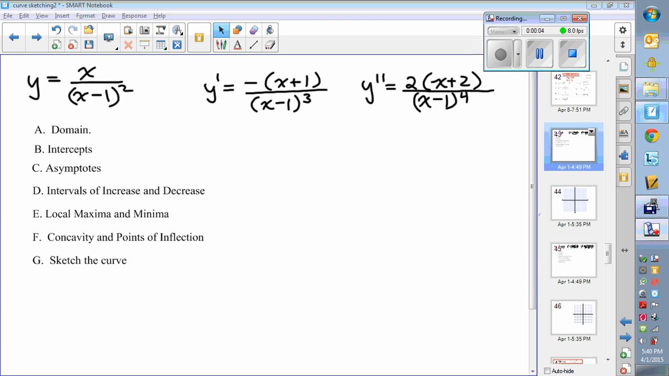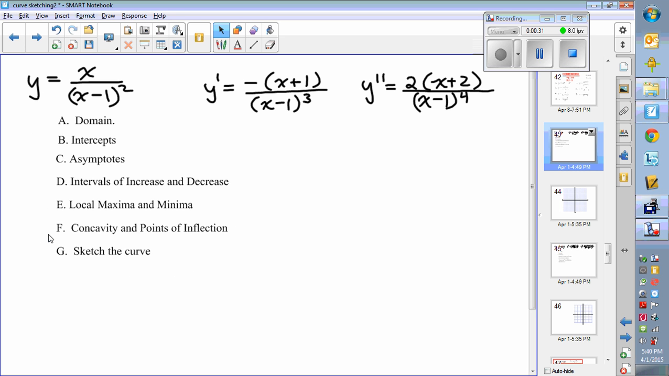Hi there. In this video, I'm going to do a curve sketching example, and this is going to be a long one. But in this one, we're going to go through and figure out a way to sketch the curve of a graph, including all of the asymptotes, the intercepts, intervals of increase and decrease, local max-min, concavity, points of inflection, and finally put it all together and sketch a curve.